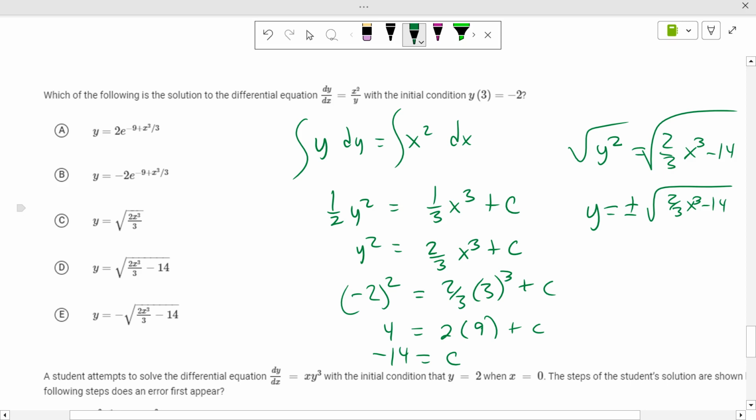Okay, now this has to equal a -2. So if you plug a 3 in, it would have to be the negative root to make the -2. Okay, see why that is? Okay.